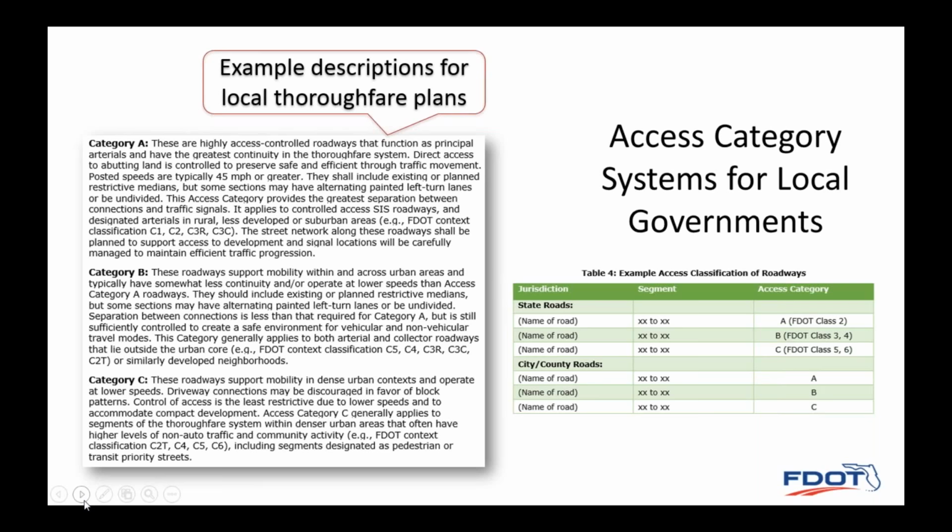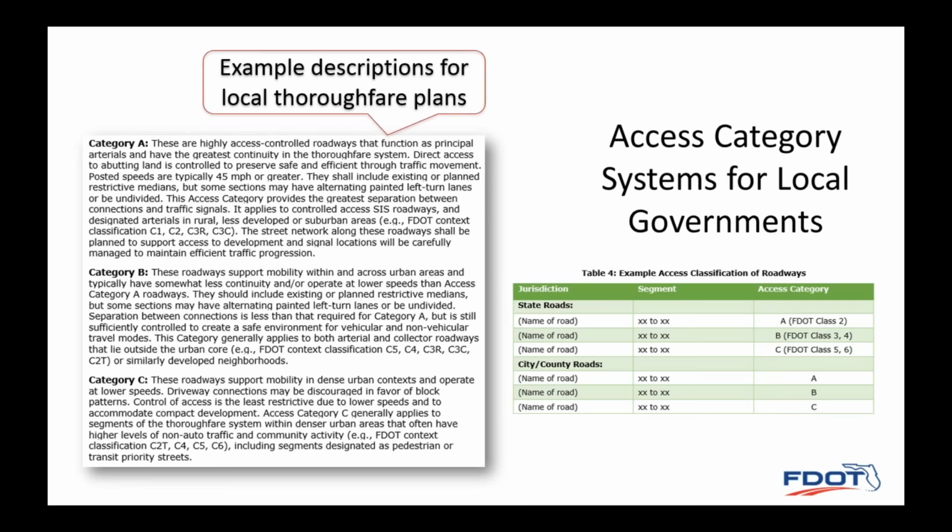And so we noted the context classifications of FDOT. Category A being, of course, your high-level principal arterial type roadway where you're really trying to accomplish good through movement and progression of traffic. And so those context classifications are also going to be your rural to your suburban, but your higher level roadways. And then the second category is more of your mobility roadways within and across an urban area. So these are regionally important roadways to your city or county.